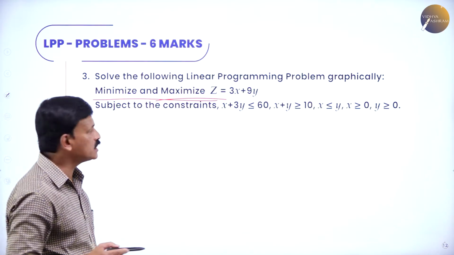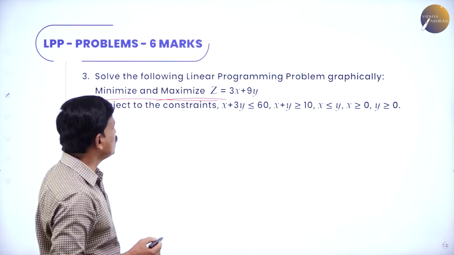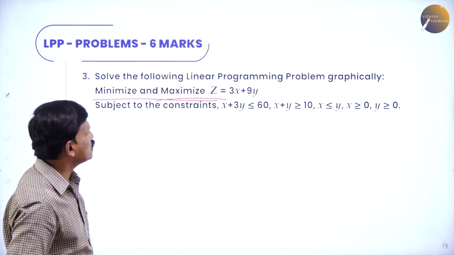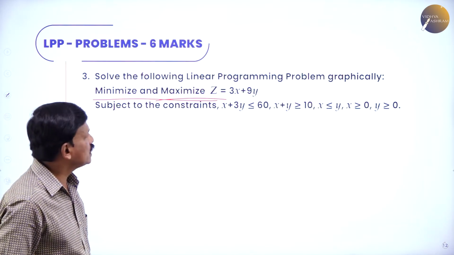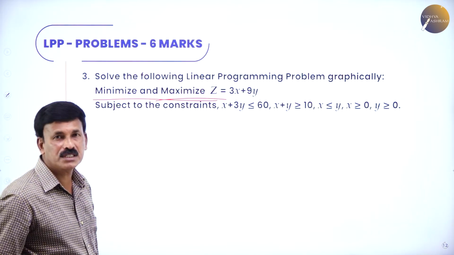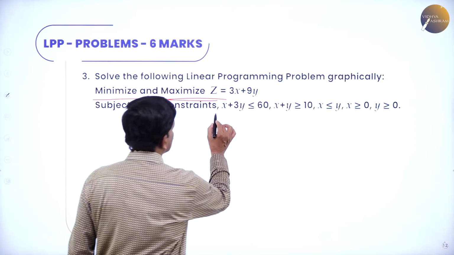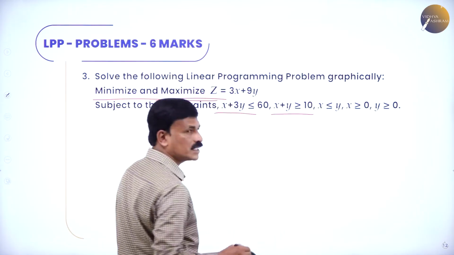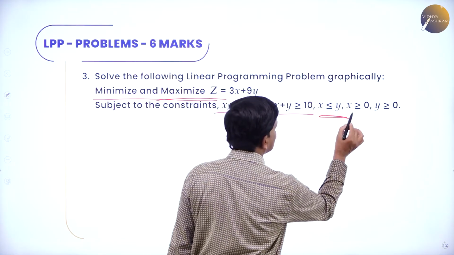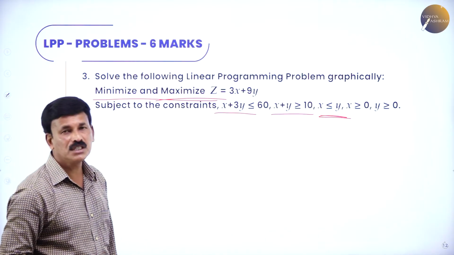Subject to the constraints. What are the constraints? x + 3y ≤ 60, x + y ≥ 10, x ≤ y, x ≥ 0 and y ≥ 0. So here there are three equations: x + 3y ≤ 60, x + y ≥ 10, and x ≤ y. Three equations are given.